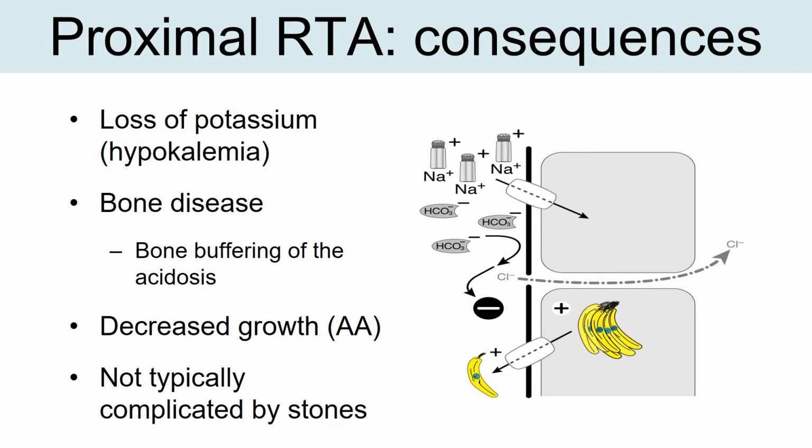Right? In children with a chronic condition, there are some changes with the chronic acidemia. There are some bone buffering disorders, bone disease, there's decreased growth. Typically, these patients do not have stones because of a usually high serum pH, high urine pH that is maintained in these.